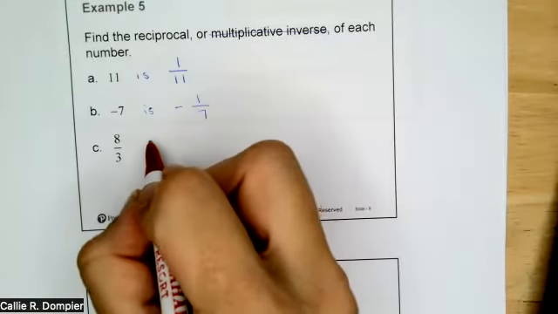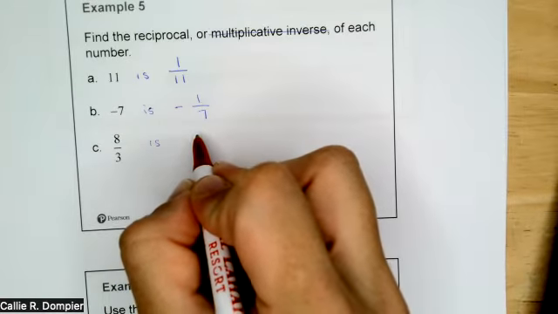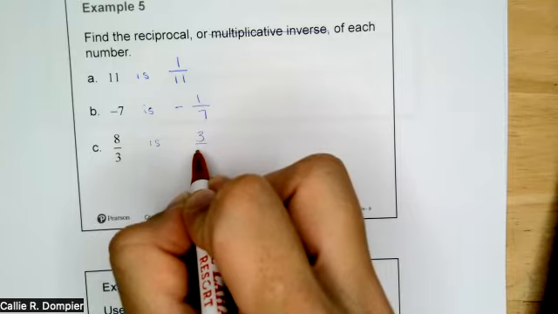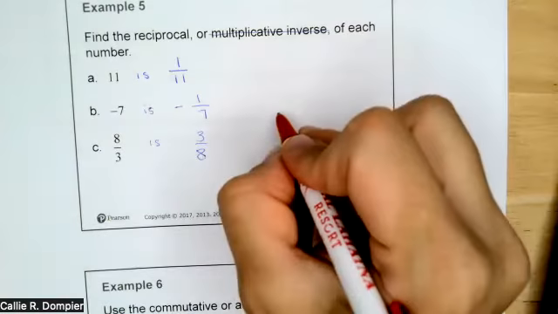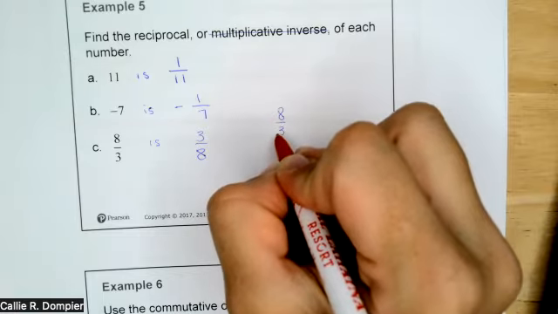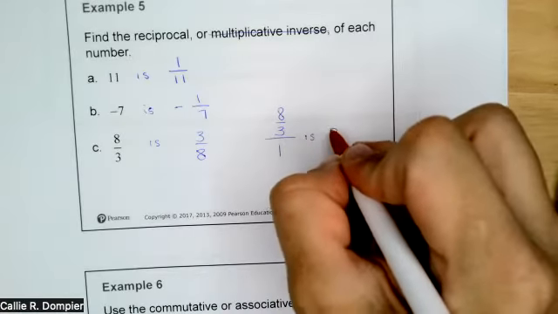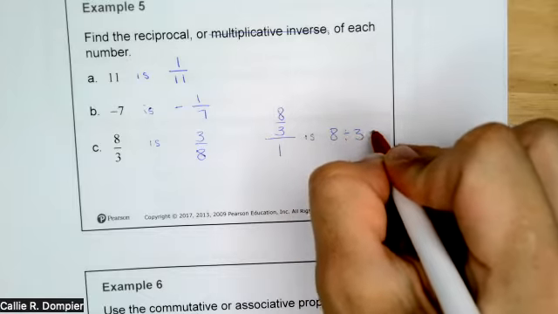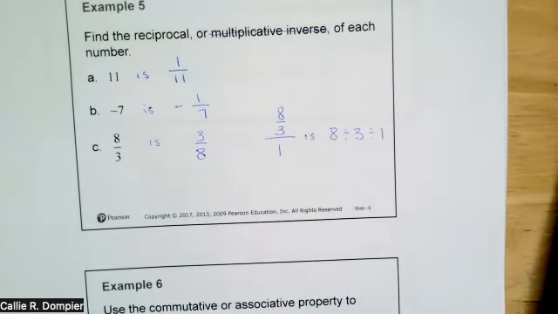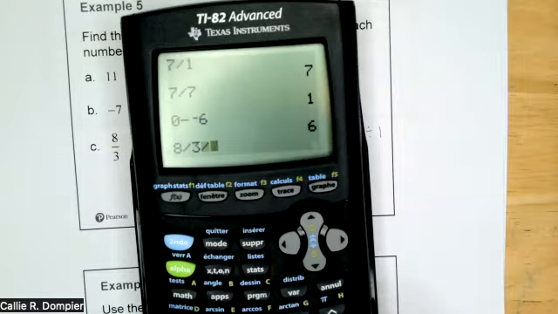The reciprocal of 8/3 is 3/8. Because 8/3 over 1 is 8 divided by 3 divided by 1.